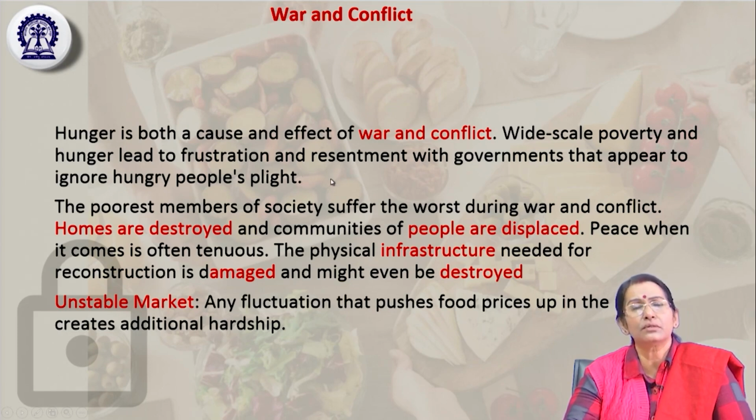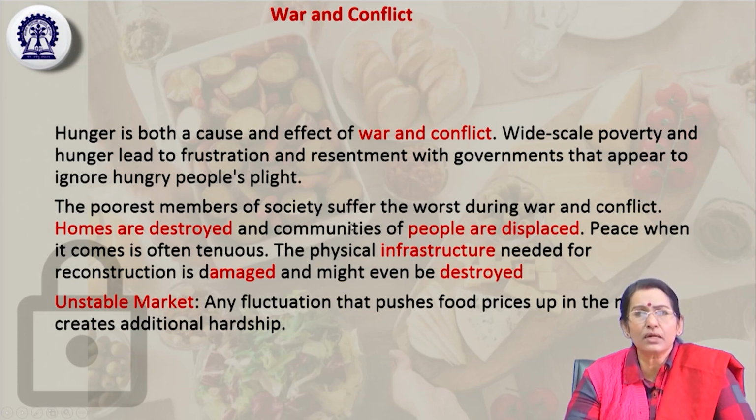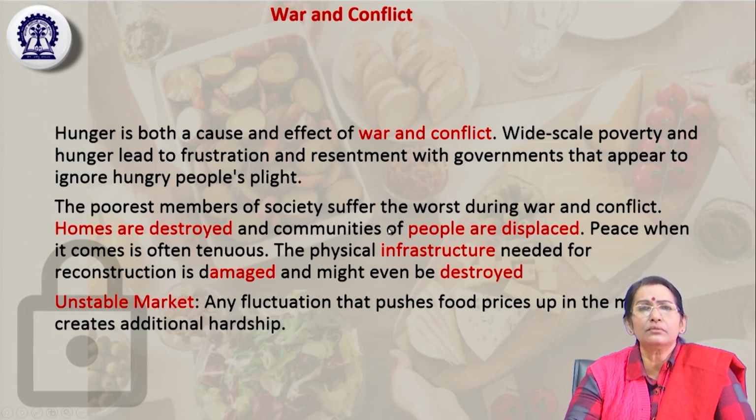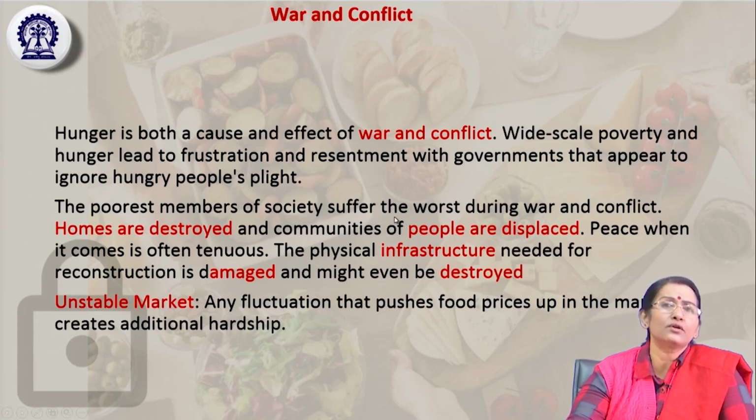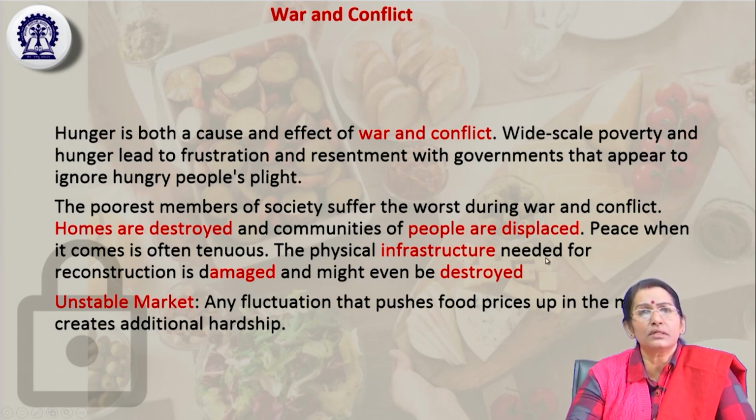Nowadays, we can say terrorism is also another factor. Not only political riots, but also terrorism is another factor. Due to this war and conflict, so many homes are being destroyed. Natural calamities also, people being victims of natural calamities or war and disasters, etc. People are being displaced. So displacement is another factor. Then physical infrastructure also needs to be reconstructed in this kind of situation, which has been destroyed and damaged due to war, conflict, terrorism, or any kind of natural disaster.